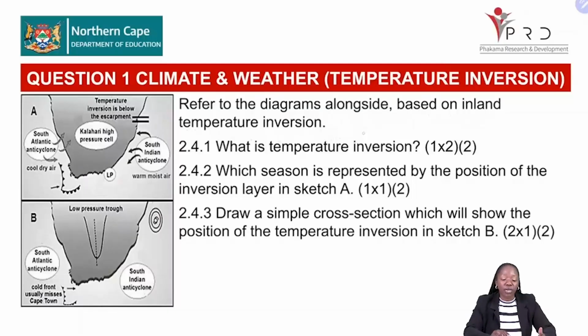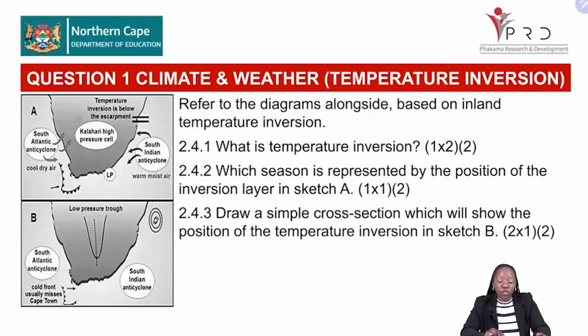Then you start memorizing what the temperature inversion is. Then you go through the diagram, and you realize there's diagram A and there's diagram B. You're looking at the position of the high pressure in diagram A, and the position of the high pressure in diagram B. Whatever information is on the diagram, you make notes. After that, you go through the questions.